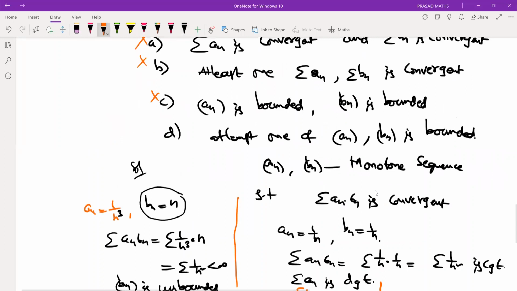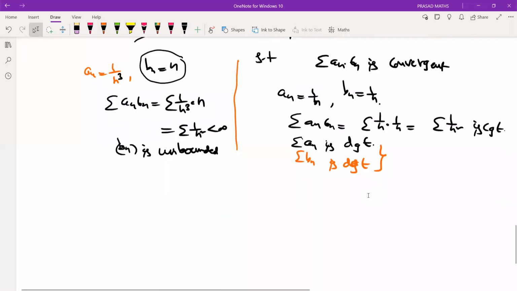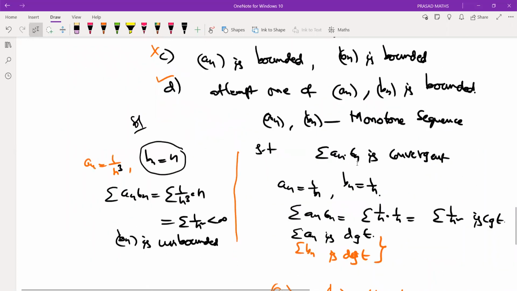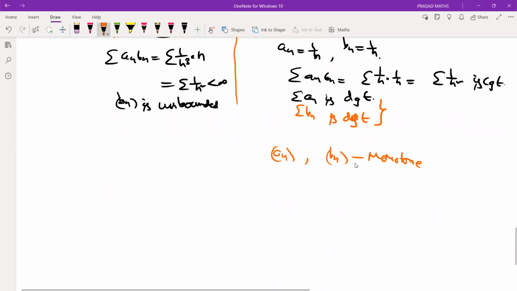At least one of the sequences a_n and b_n is bounded. Absolutely right. Why? You can also do the proof, because they are monotone. Suppose we assume that none of them is bounded; if a_n and b_n are both not bounded.